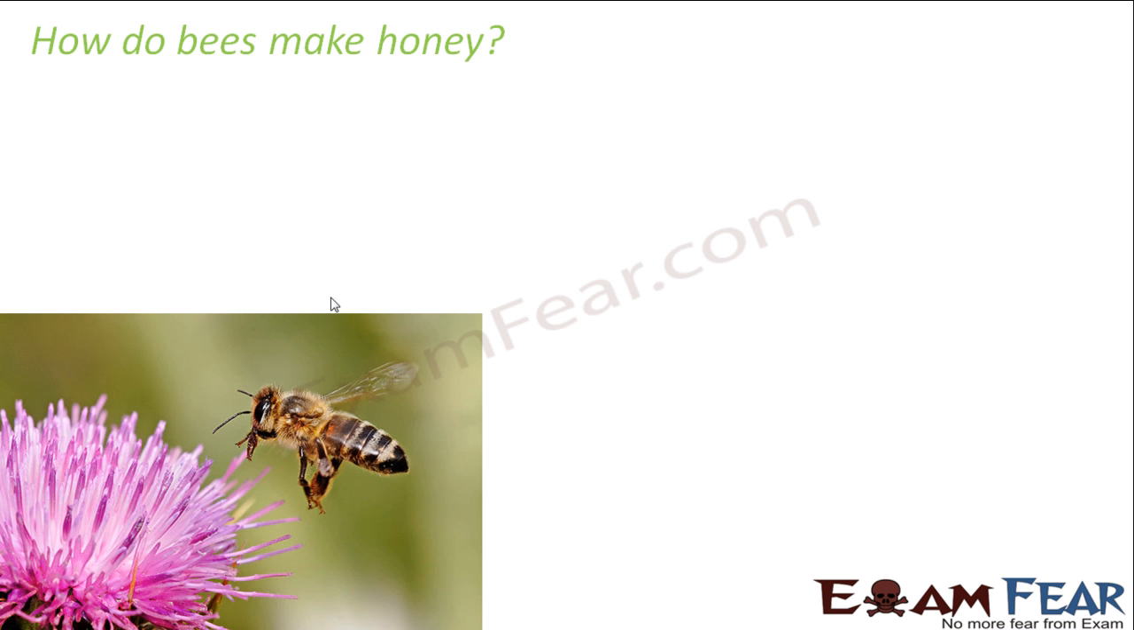All of us would have often seen that bees keep hovering around flowers. So what do they want from flowers? They basically take two things from flowers. One is nectar and the other one is pollen. And this nectar is the one which actually helps in honey production. So this nectar results in the formation of honey.